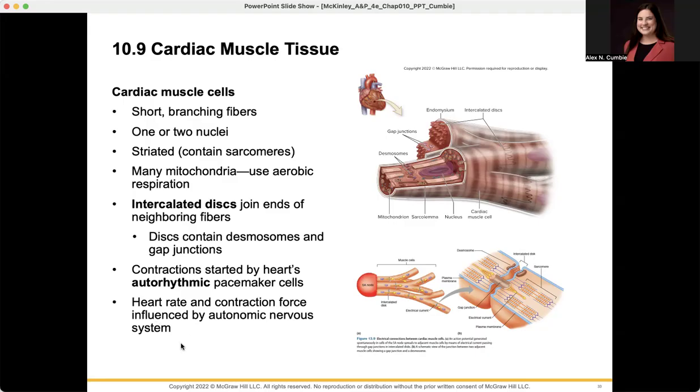And lastly, this little point here, the heart rate and contraction force are influenced by the autonomic nervous system. We're going to get into the autonomic nervous system, I believe, in chapter 15. This is simply saying that our cardiac muscle cells are under involuntary control. We do not control when these contract. This is subconscious signaling from the brain.